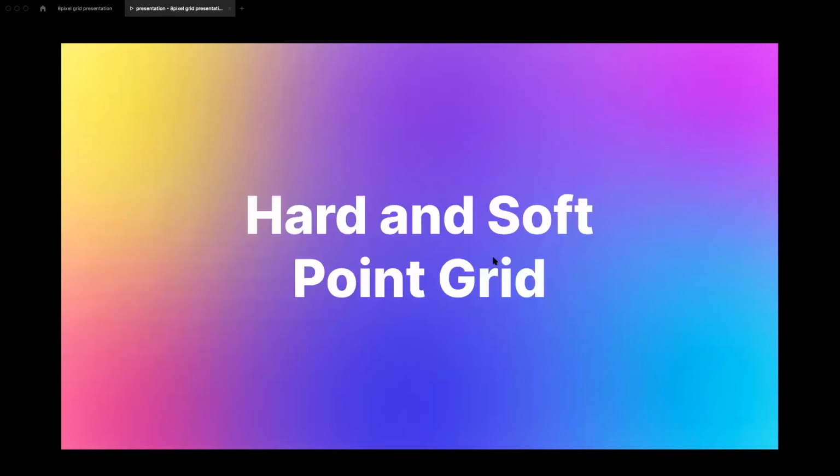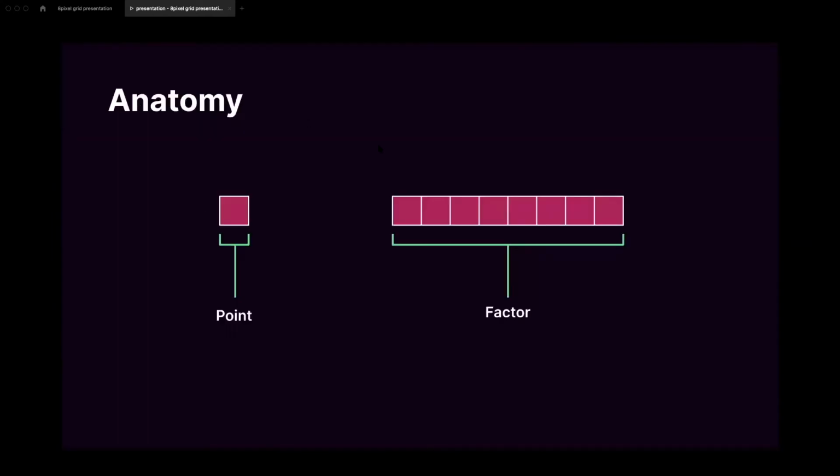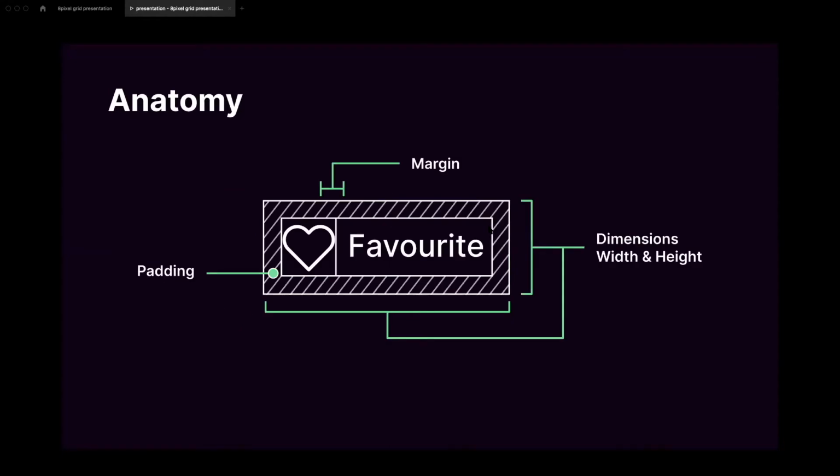Moving to hard and soft point grid. What you can see in this image is the anatomy of the point grid method, in which the point is the basic building block and the smallest unit available on the screen. A group of points is called a factor, and as you can see in this image, the anatomy further breaks down into 3: padding, margin, and dimension.